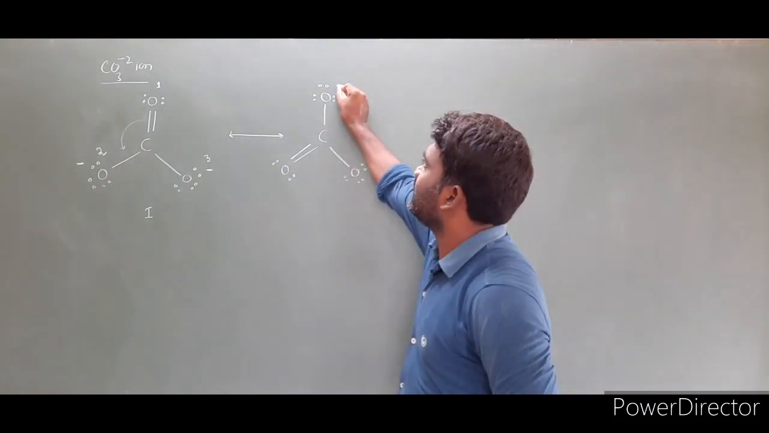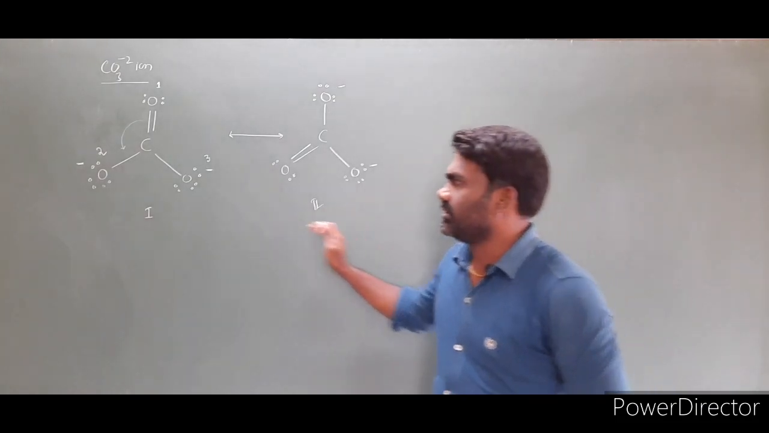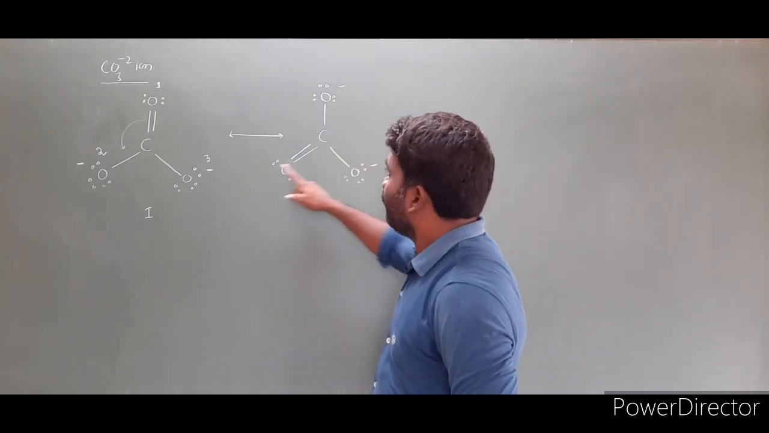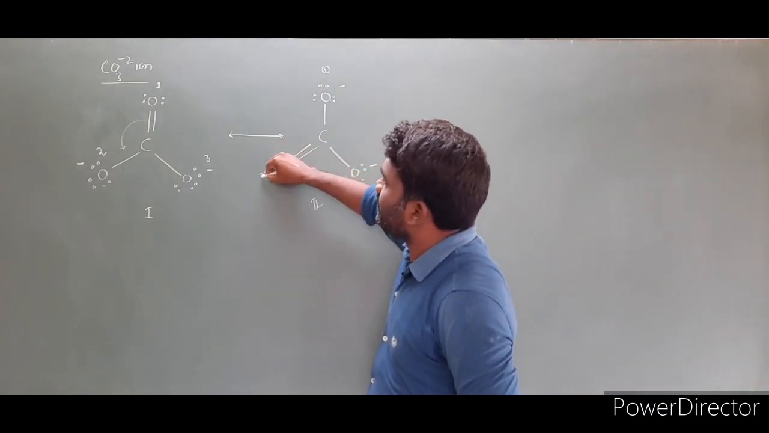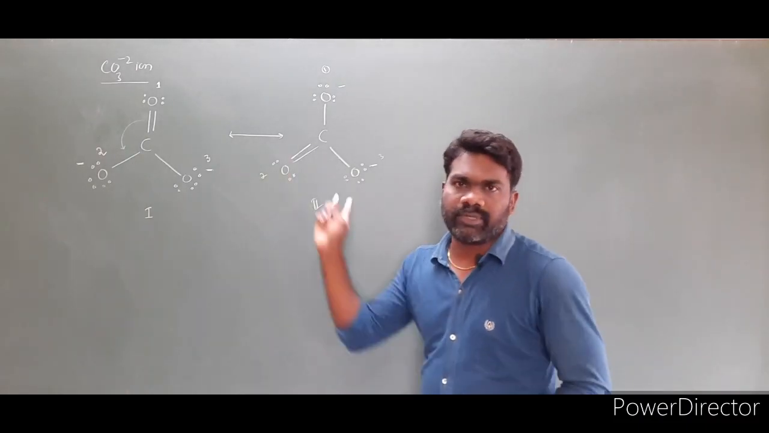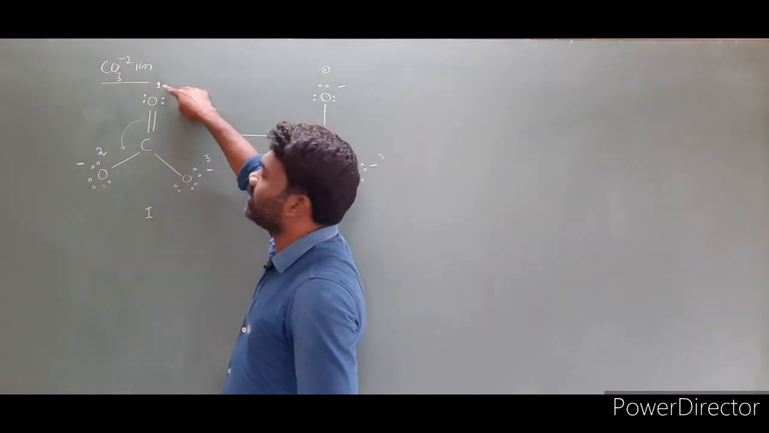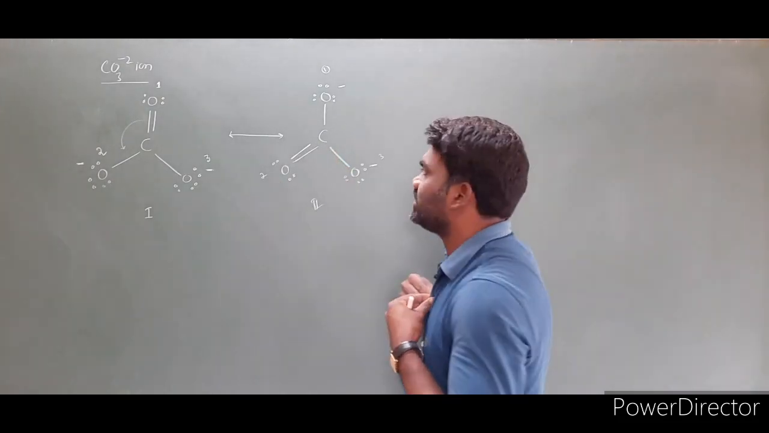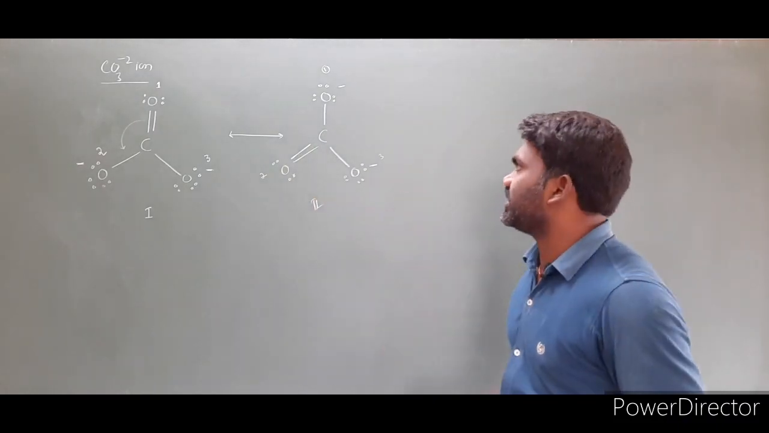Here is the negative charge, here is the negative charge. This is the second structure. Clear? This is the first structure and this is the second structure. Now, one more we have to label it. This is the first oxygen, this is the second oxygen, this is the third oxygen. Then what is the difference you identified between these two structures? The main difference is there is a double bond between the carbon and first oxygen in the first structure. In this structure, there is a double bond between the second oxygen and carbon. Clear? This is the second structure I got.